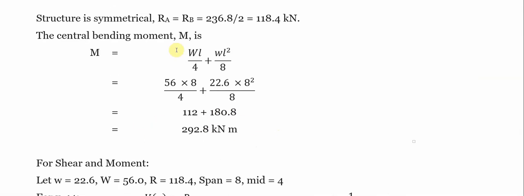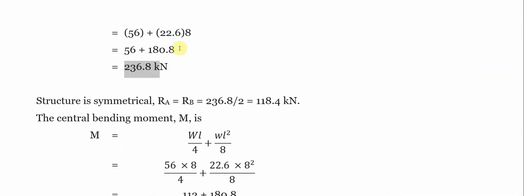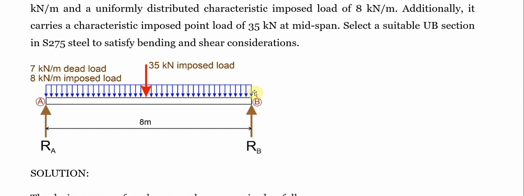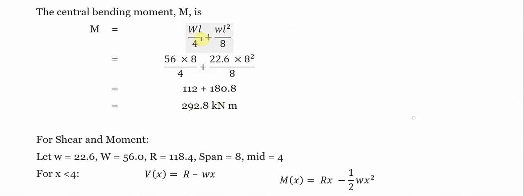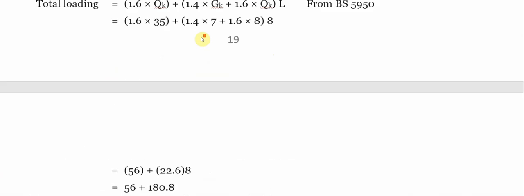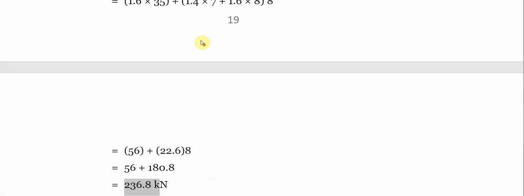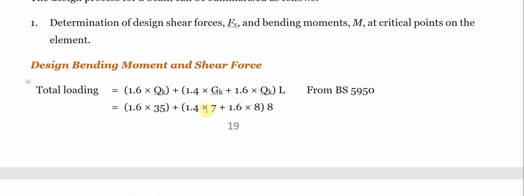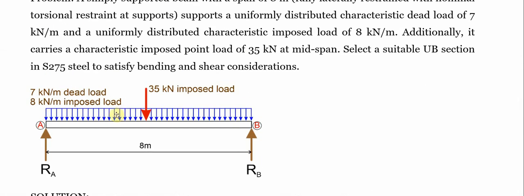Then we now design the bending moment. The maximum bending moment for a uniformly distributed load is wL squared over 8, while for a point load the maximum bending moment is WL over 4. That's why we are adding the two together, WL over 4 plus wL squared over 8. By the time we put in our W, which we already know, we treat the uniformly distributed load and the imposed load separately.